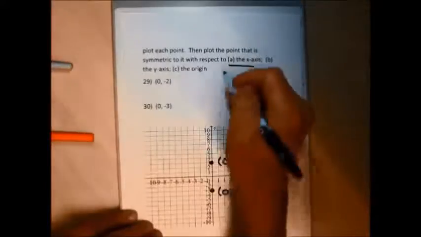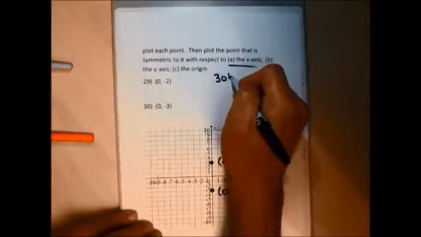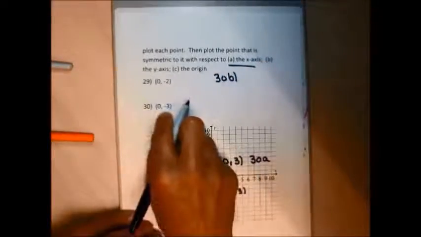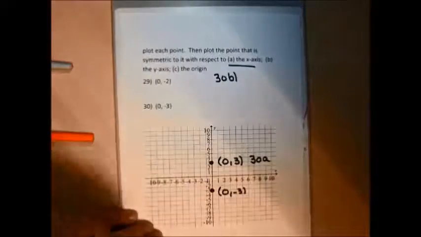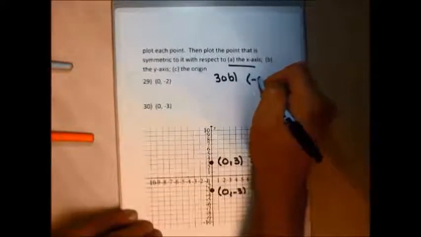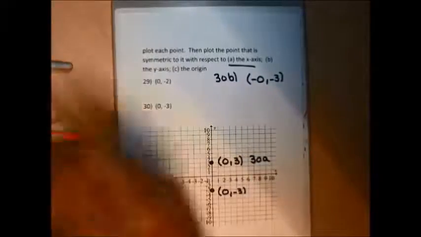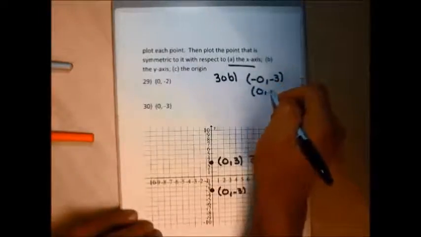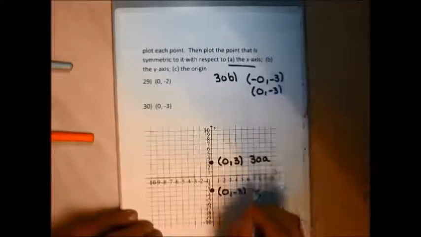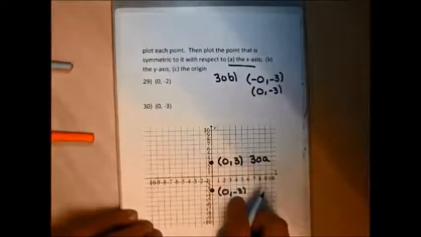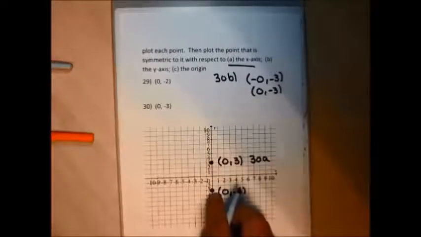For part B, the initial point is (0, -3). To find the point of symmetry across the y-axis, I'm supposed to change the sign of the x. I get (-0, -3). -0 is the same as 0, so I get (0, -3). So the initial point is its point of symmetry with respect to the y-axis. If a point is on the y-axis, then there's no distinct point of symmetry.